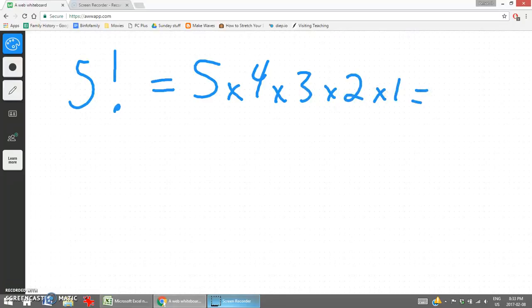So 5 factorial would equal 120. 6 factorial would equal that number times 6, so 6 factorial would equal 720.